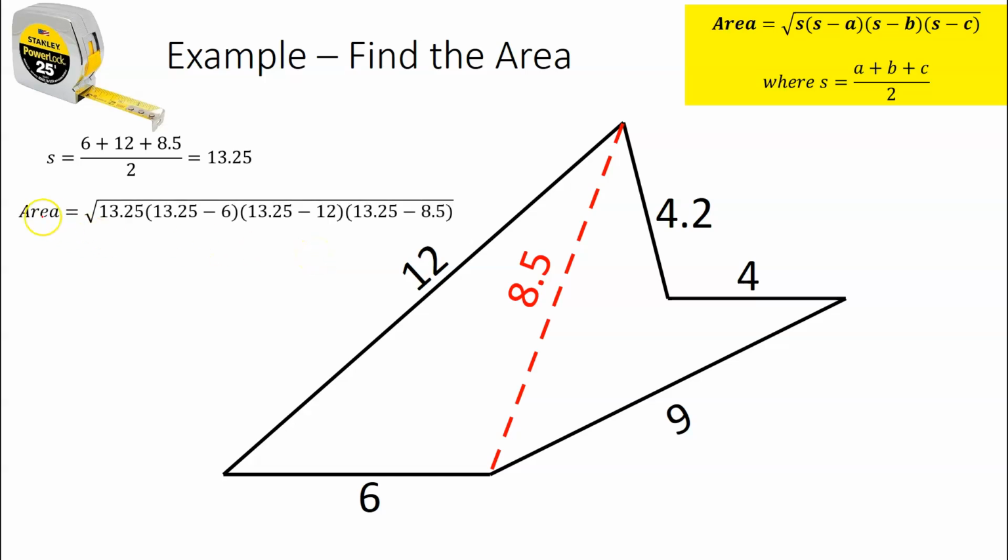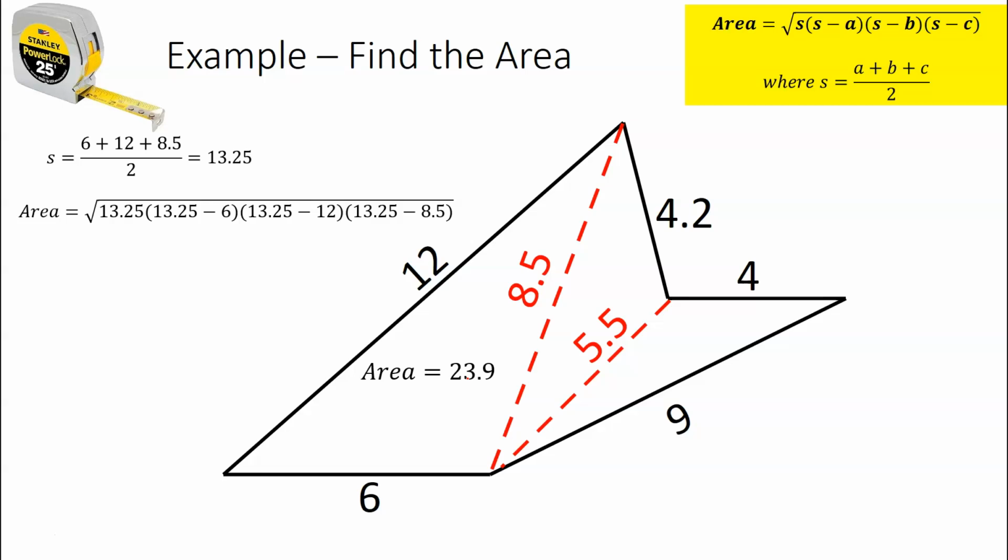Then you take the square root of 13.25 times S minus each of the lengths of the sides. I'm just finding the difference here is what I'm doing. And that turns out to be 23.9. And I just sort of repeat the process now.